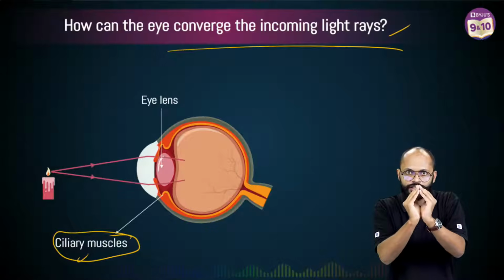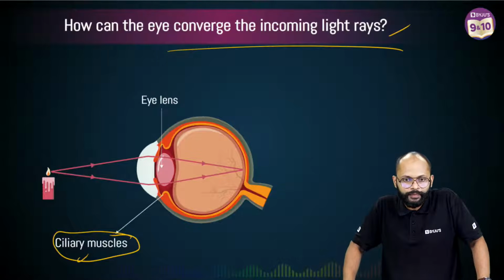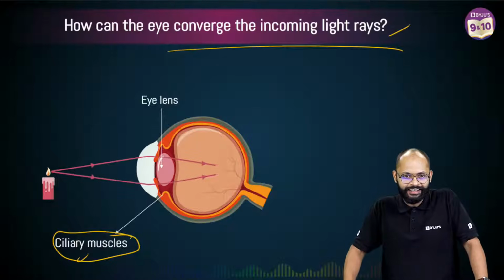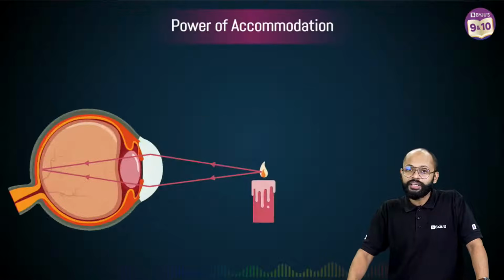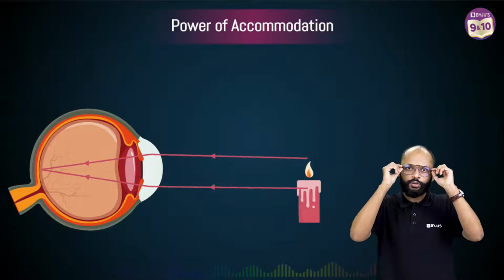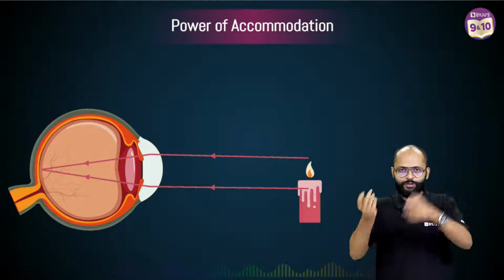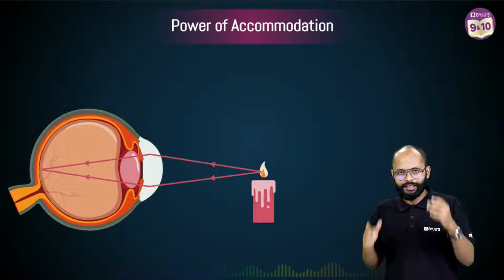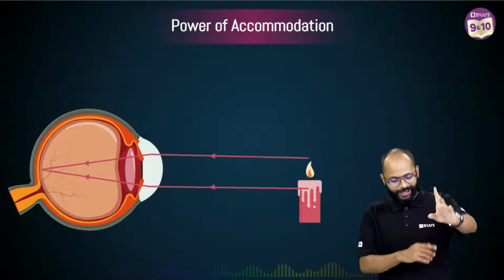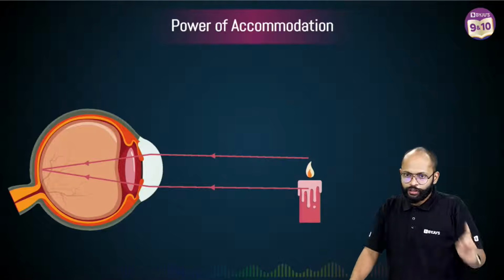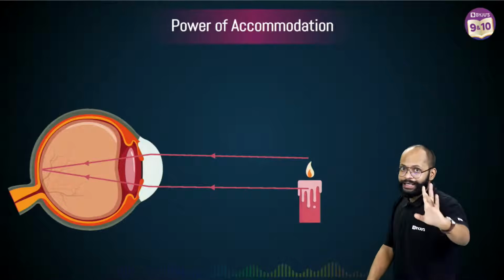Now, if I told you that this lens can change shape, right? If the lens can change shape, iska matlab, okay, right? So, what does this mean? If our lens is able to change... Arey chashma, if I remove the chashma, no, I won't be able to read your comments. I'm a chashmish, it's okay, right? So, power of accommodation.